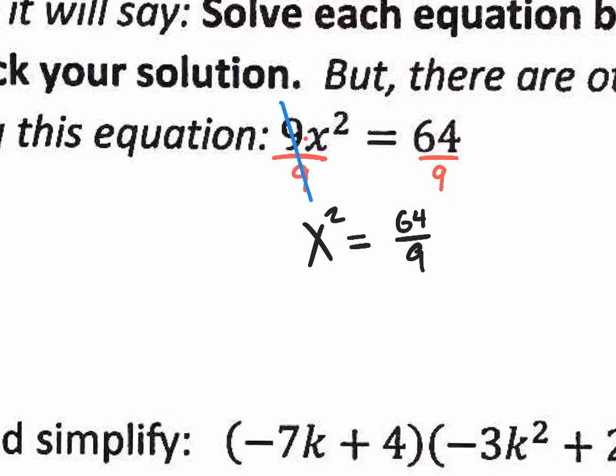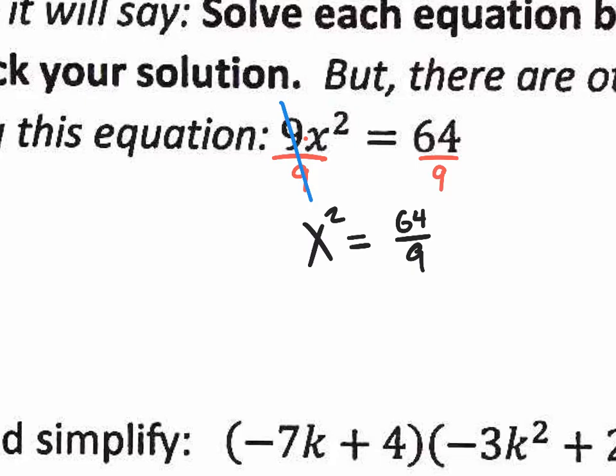Now, if it were 63 over 9, then yeah, 63 divided by 9 is 7, and that'd be awesome. But that's okay. Let's leave it like a fraction. 64 divided by 9 we can't do. We're going to leave it like a fraction. Now, we still need to get x by itself. The x has a square on it.